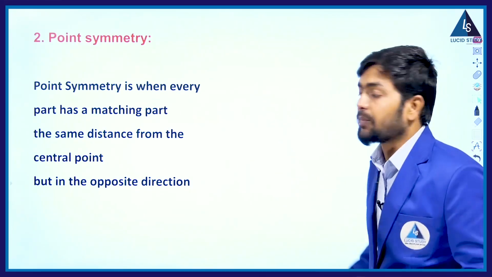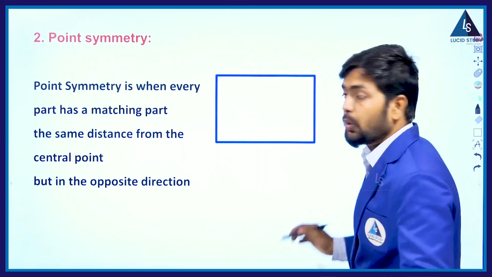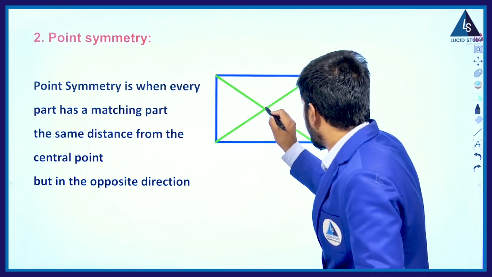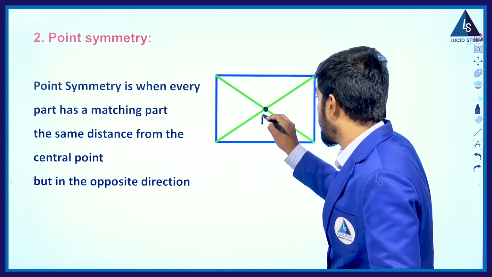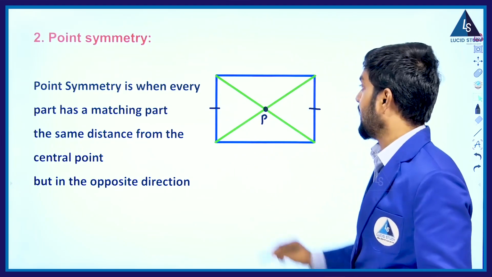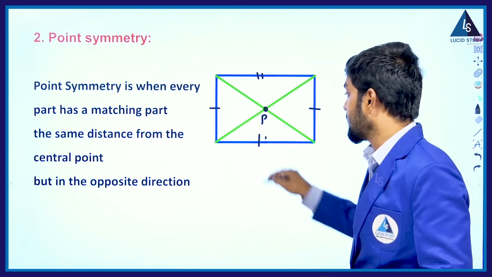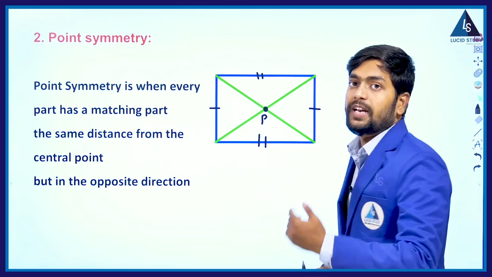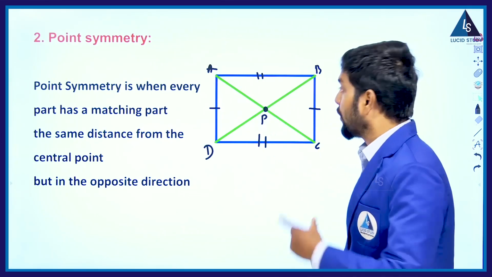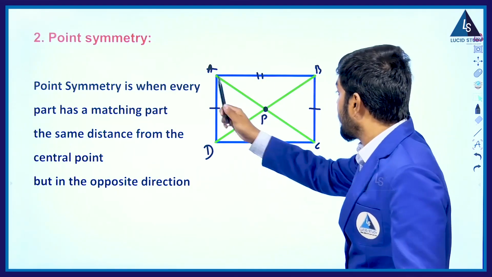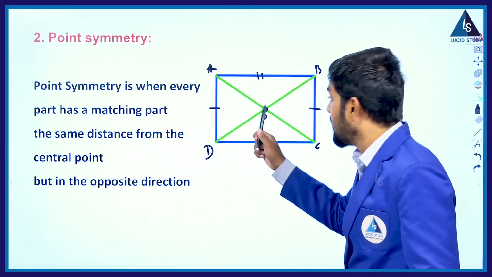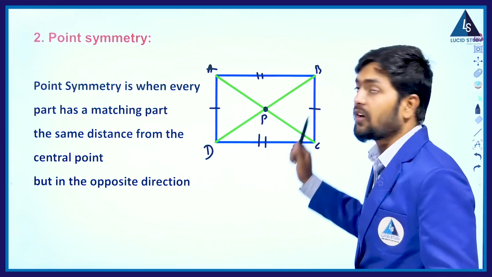Let's take an example. Here we are taking the diagonals of the rectangle. These two diagonals are meeting at this point P. In a rectangle we know that this side is equal to this side and this side is equal to this side. So the length of AP is equal to the length of PC, and the length of DP is also equal to the length of BP.